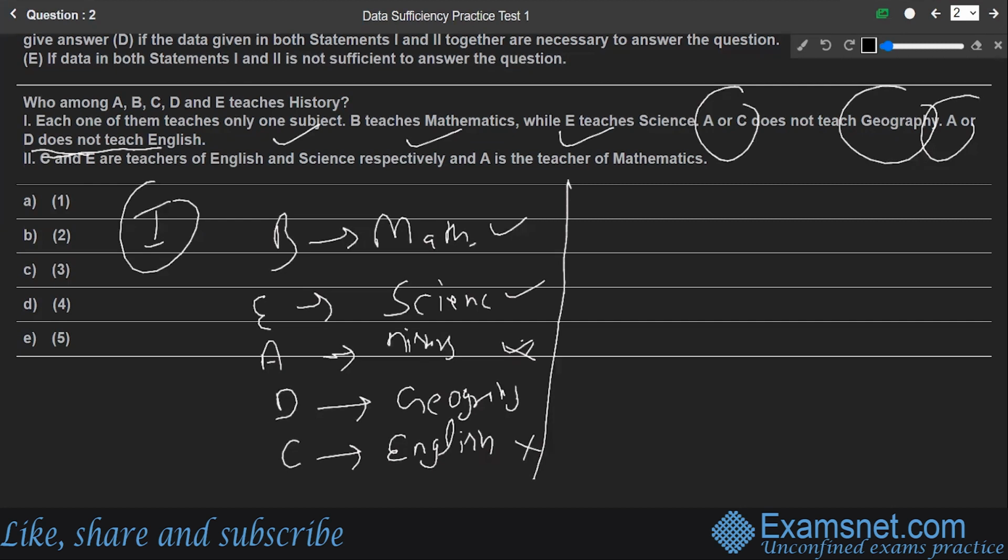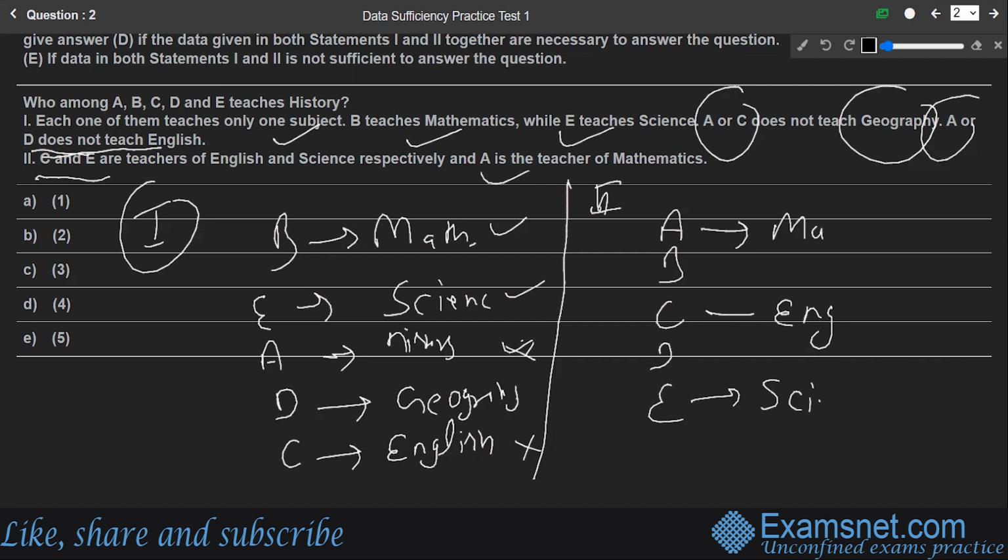So we can keep this in consideration. Let us check whether statement second can answer the question or not. In the second, they are saying C and E teach English and science respectively. So let us write down A, B, C, D, and E. C is the teacher of English, E is the teacher of science, and A is the teacher of mathematics. Now we have two individuals, B and D, against which there is no subject mentioned. They are asking who teaches history. So clearly if the subject is not mentioned against B and D, then we cannot answer who is teaching history. So clearly the data in statement number second is not sufficient to answer the question. Only the data in statement number one alone is sufficient to answer the question. So clearly option A is the right answer, that is 1.